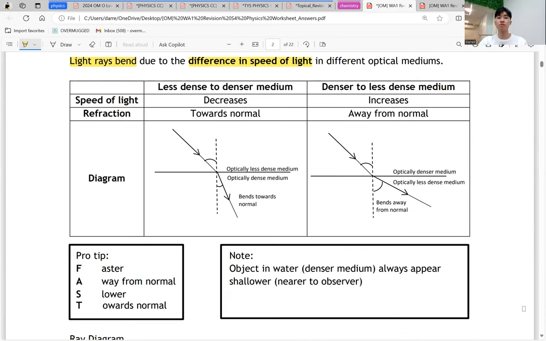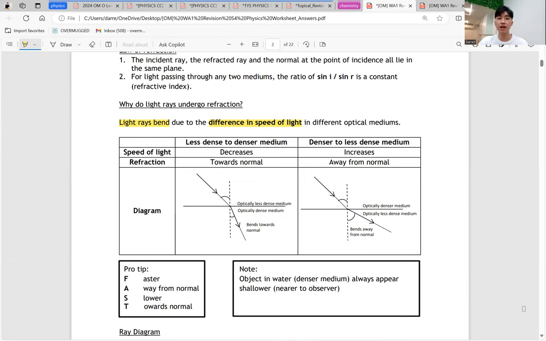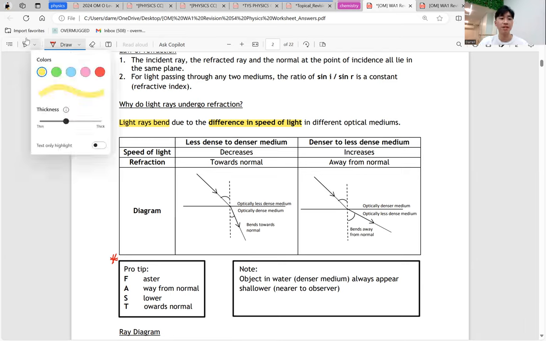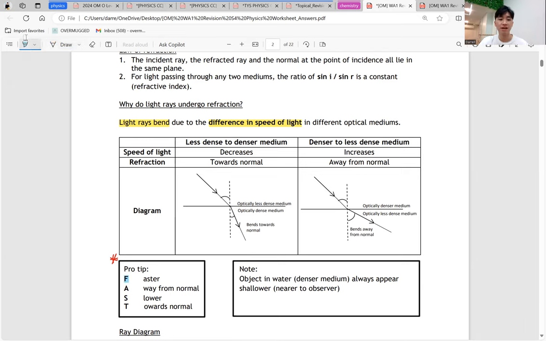So in order to help you remember a little better, we have a very important tip that I want you all to pick up today. In the faster medium, we bend away from the normal. In the slower medium, we bend towards the normal. So just very simply remember the acronym FAST. Faster, that means you're in air, you will bend away from the normal.